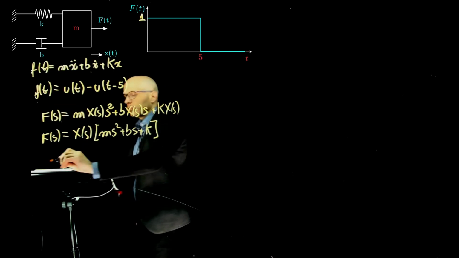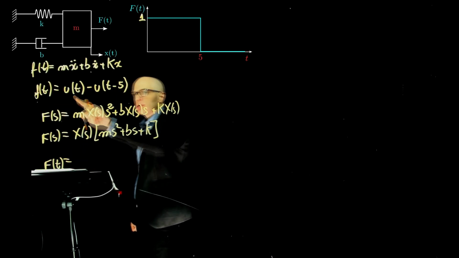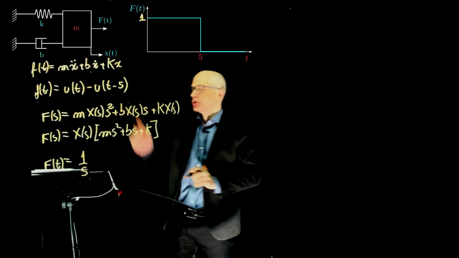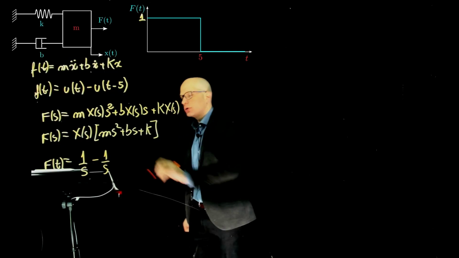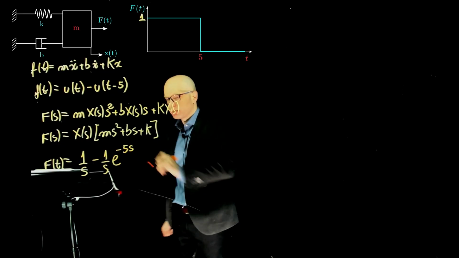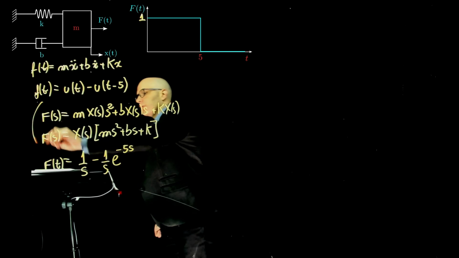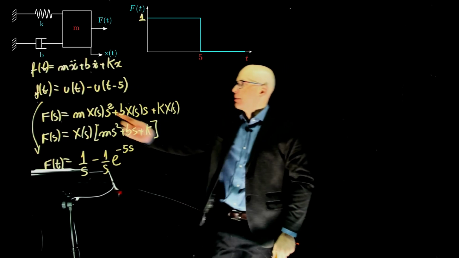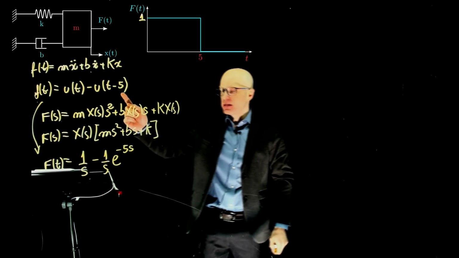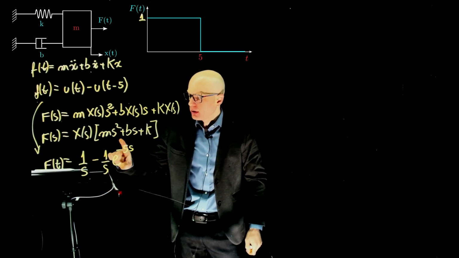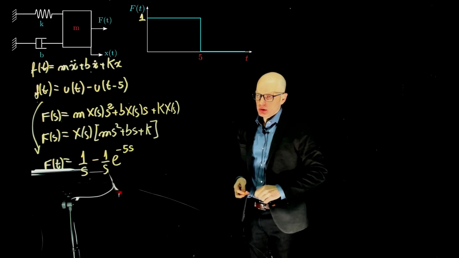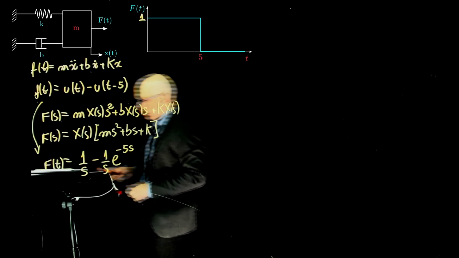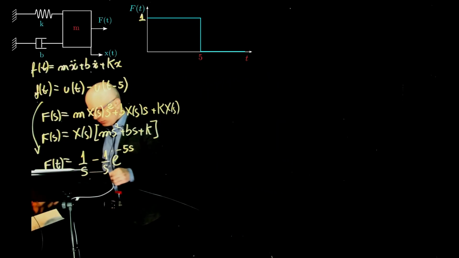What is f of t? The step input is 1 over s. The step input delayed by 5 seconds is the step input times exponential of minus 5s. That's the Laplace transform of this. Step input, 1 over s. Step input delayed by 5 seconds, the transformation of the step times its time delay. Okay. Are we good?